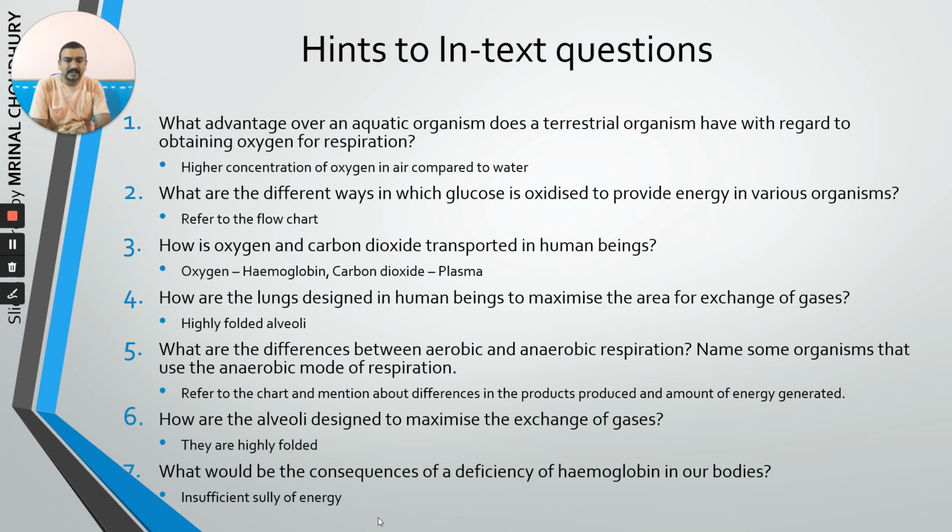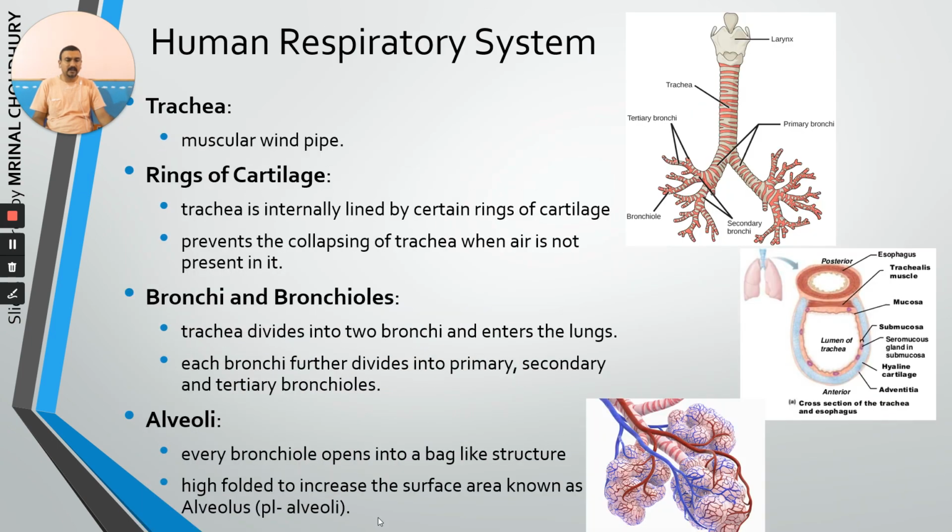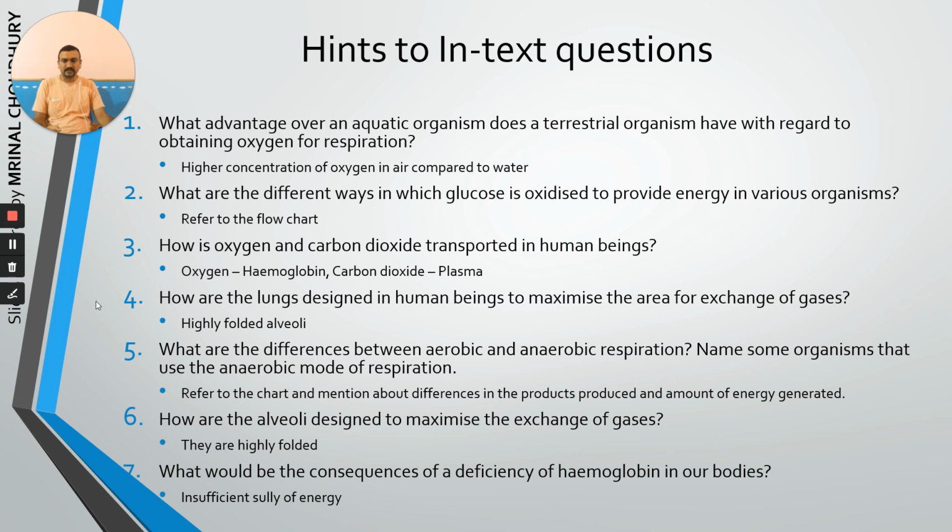How are lungs designed in human beings to maximize the area for exchange of gases? An important question. Here the alveoli are highly folded. If I go back to the diagram, you can see these alveoli have many small lobes. So they have a lot of foldings. These foldings increase the surface area so that there is enough area for the exchange process.